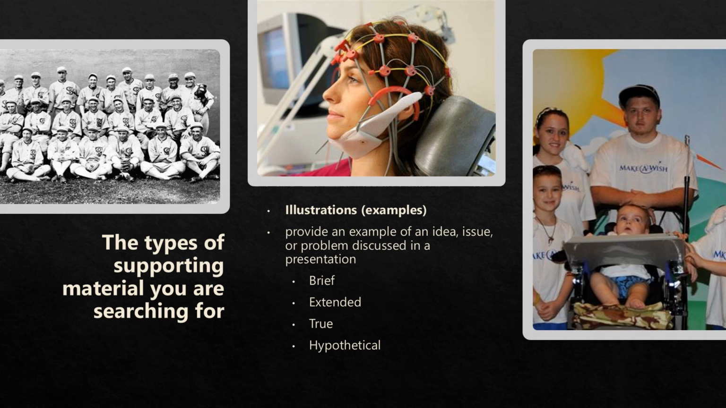A brief example would be if you're talking about controversies in baseball history. Throwing games for cash, corked bats, and use of steroids are some examples of, or illustrations of, controversies in baseball history. Those are brief illustrations. Essentially, they're just a listing of items.